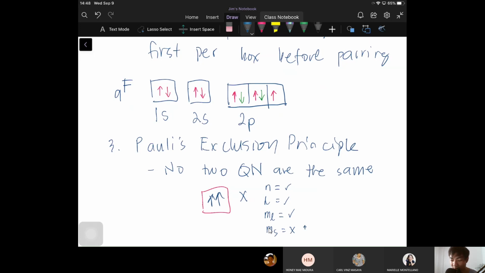Bawal silang parehas na 1/2. Dito kailangan magkaiba. So, hindi pwedeng parehas pataas. Kailangan yung isa ay pababa dapat. Pag pababa yung isa, okay na yun. Bawal yung parehas up. Bawal yung parehas down. Kailangan ay up and down lang. Ito kasi yung last resort in telling that our quantum numbers are unique. Ito yung last number that will tell kung magkaiba sila or hindi. Yun yung reason bakit taas, baba lang ang pwede. Yun lang yung idea.